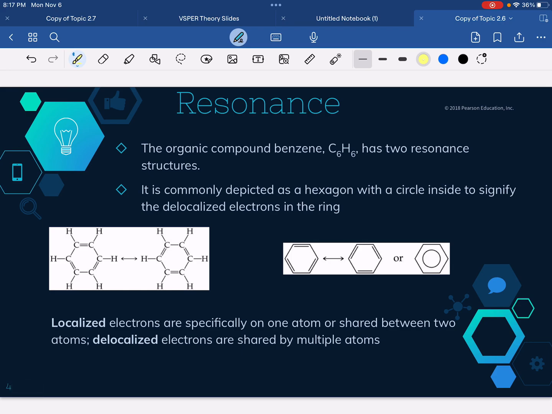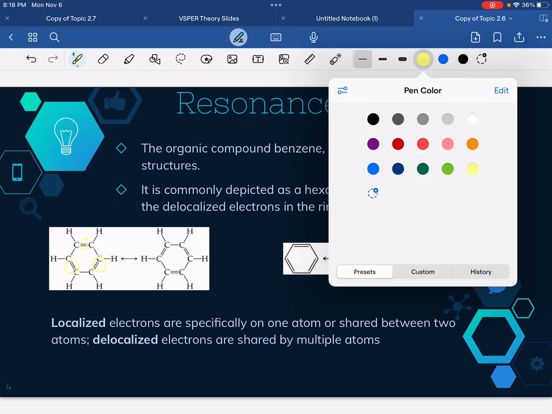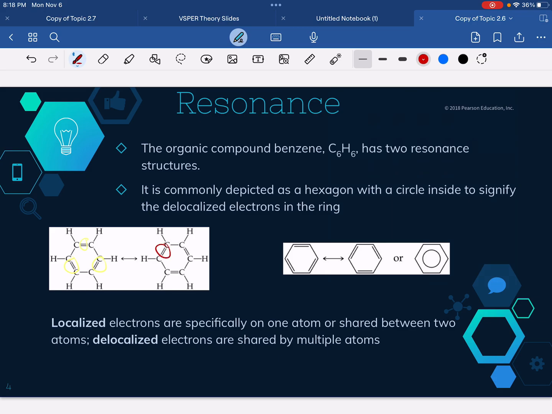One of the best examples of resonance is the organic compound benzene, C6H6, and it has two resonance structures. It is normally depicted as a hexagon, a six-sided ring, and every other carbon has a double bond. You notice your double bonds here and here and here, and then they move to here and here and here.